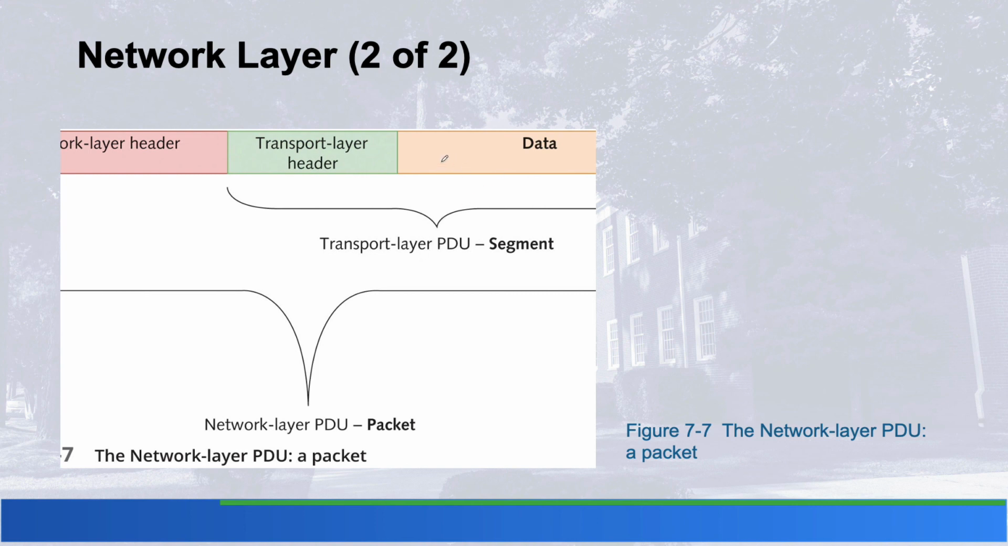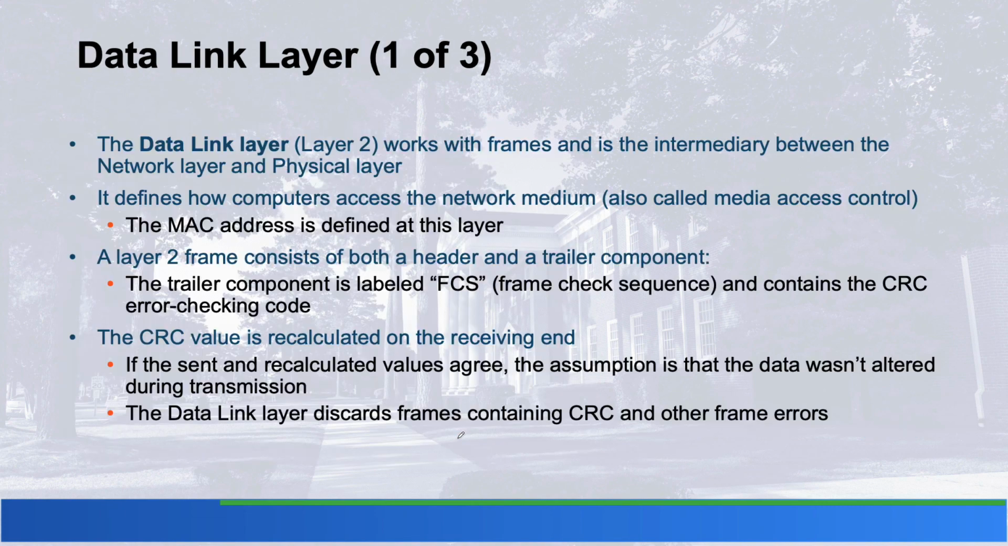So here's our picture again, our data. We add a transport layer header. It becomes a segment. Then I add the network layer header. It becomes something called a packet. So it's not called a segment anymore. Once I put the header on from the network layer, it's called a packet. So we need to get that terminology correct.